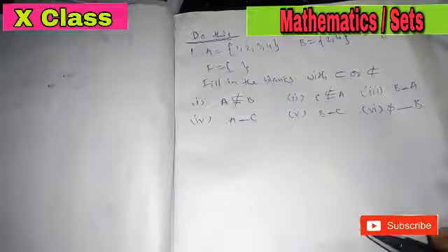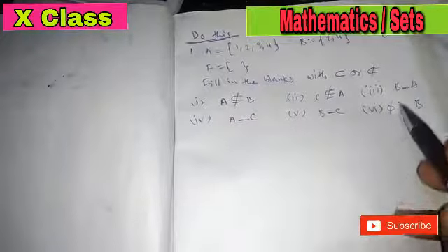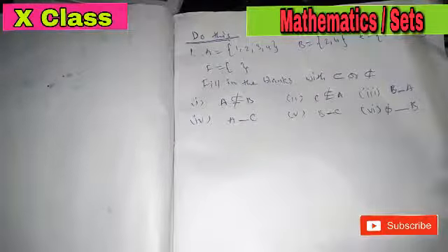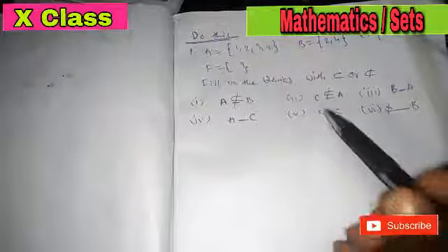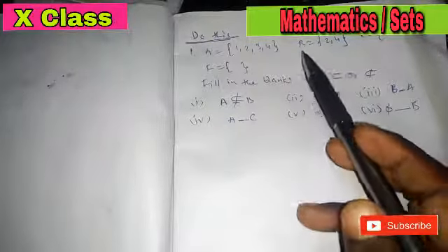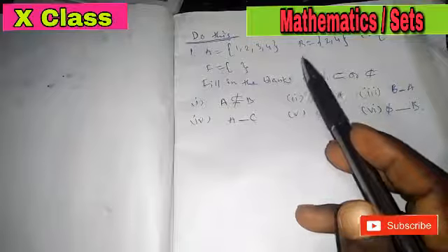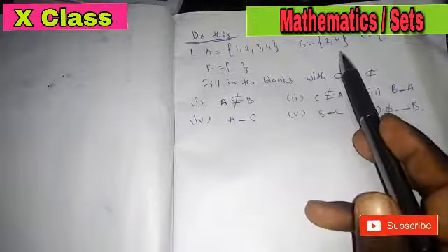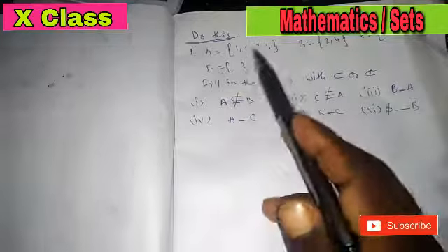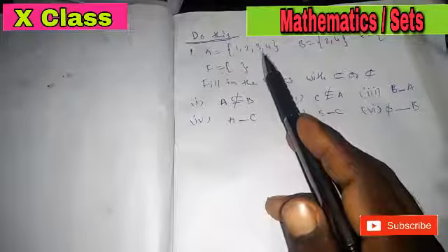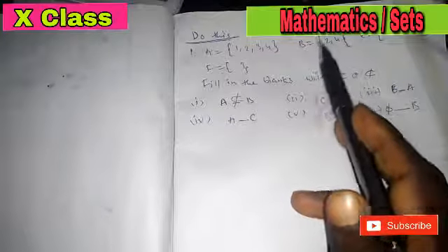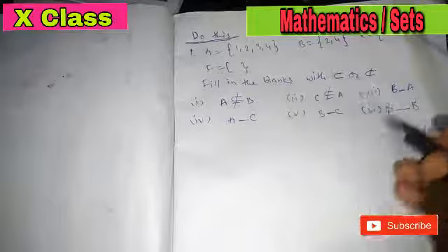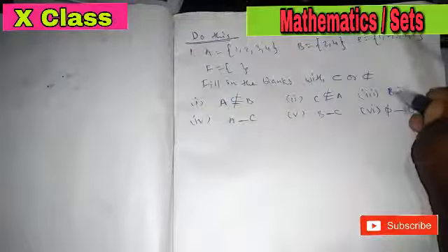So third one, B dash A. What is the meaning of B dash A? He is asking whether B is a subset of A. Yes, B contains 2 and 4, and 2 and 4 are also present in A. So all elements present in B are also present in A. So it is a subset. I am going to write the subset symbol.